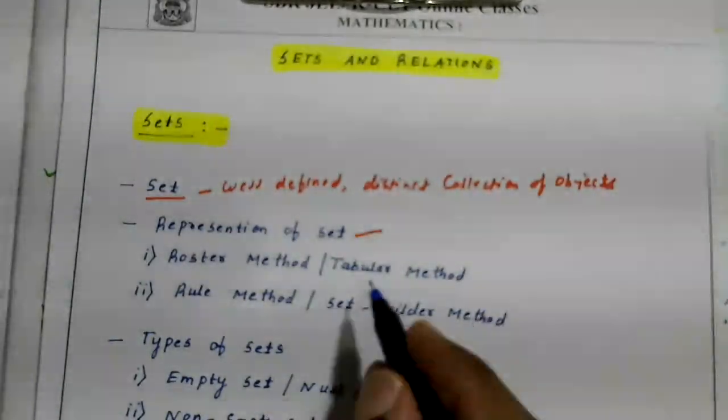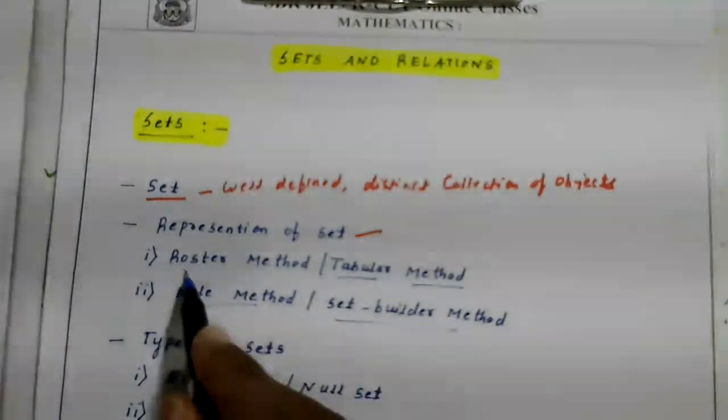And you studied how to represent a set. A set can be represented in two ways. One is the roster method, which is also called the tabular method. And one more is the rule method, or it is also called the set builder method.